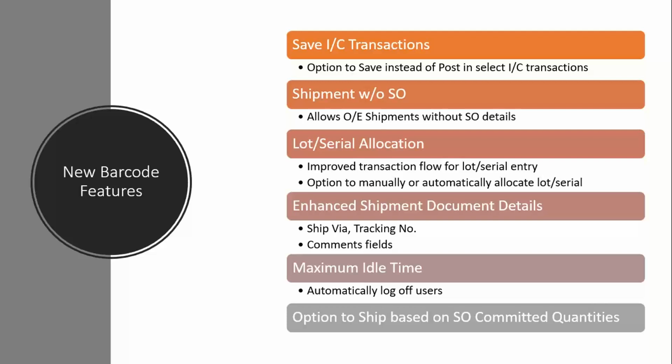Aside from improving the flow, we now have the option to manually and/or automatically allocate lot serial. So again, for somebody familiar with Sage, this does not sound new, but in the past, this was not supported in barcode. So we have now added this in, made it a bit easier for the user to do.